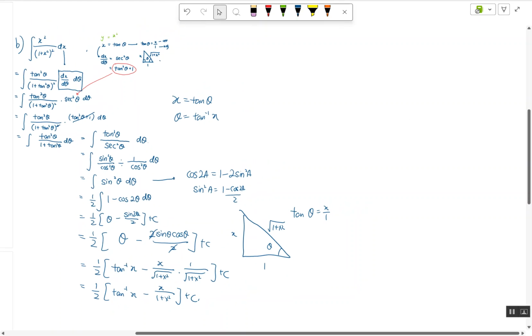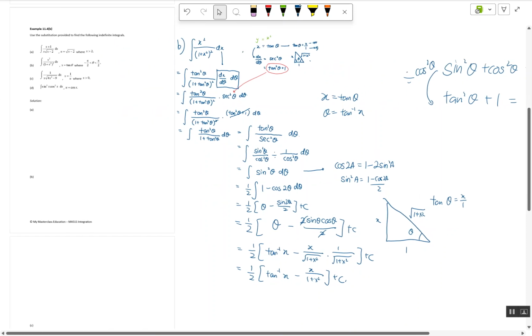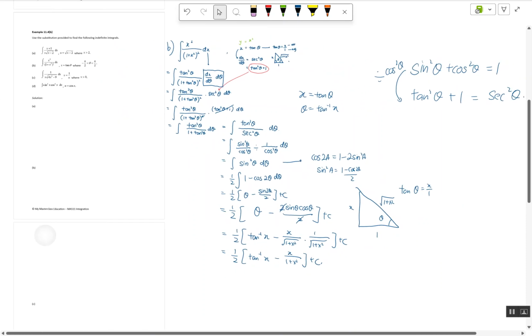Now how to get secant square equals tangent square plus 1? Sine square theta plus cos square theta equals 1. You want to get tangent, so I divide by cos square. So this is tangent square theta plus 1 equals 1 over cosine square theta, which is secant square theta. Okay, and I cannot emphasize this enough. Alright, and this is how you do a substitution that involves trigo.